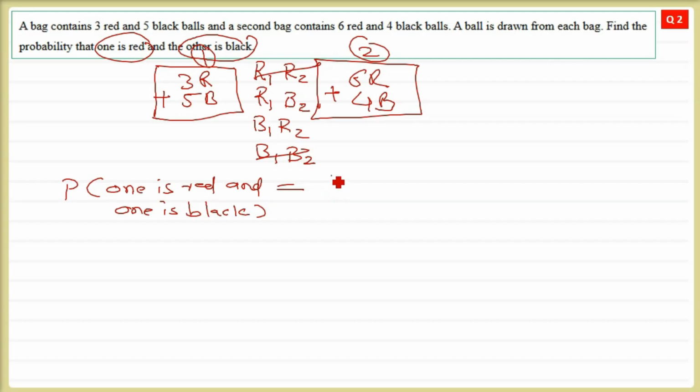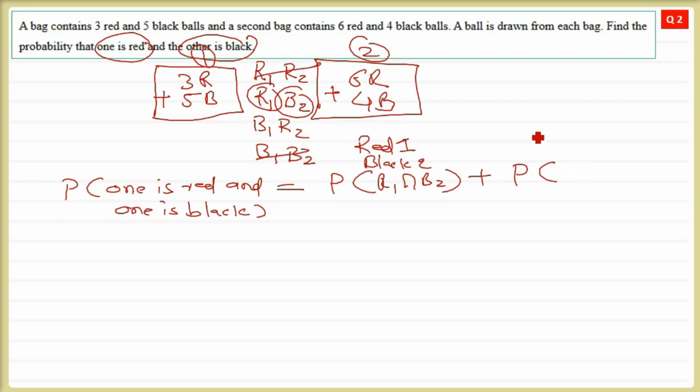So what is this probability? Probability of red and black, red 1 and black 2, but black and red can also come. First one red 1, second one black 2, this is already done. Coming to the second part, which is first black and second red. First gives us black, so let's call it black 1, and second comes red, so red 2. This is B1 intersection R2.